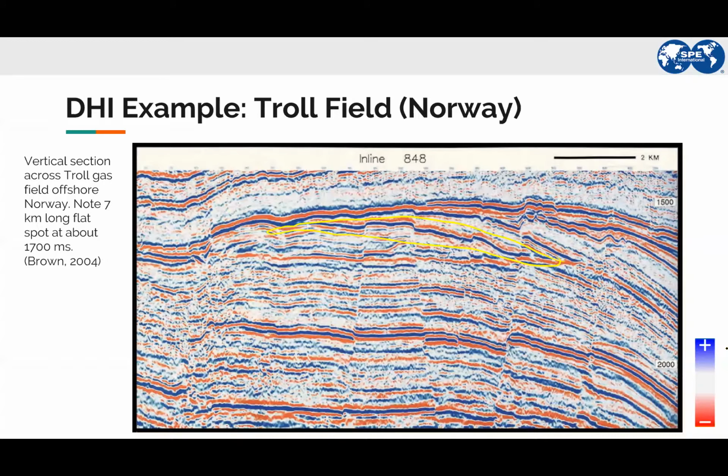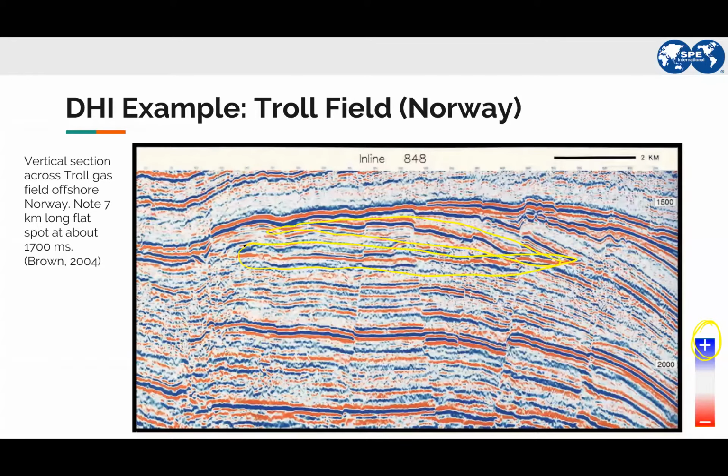Now, Troll is on European polarity, right? So a soft kick is a peak rather than a trough. And that's why the blue here is a peak. So you can see it here, right? It's plus here. And then what I think is more prominent is actually the flat spot. See it here in red? So obviously, like I said, the flat spot is the opposite color to the bright spot. So you see it here in yellow, in red. It's going across the field.